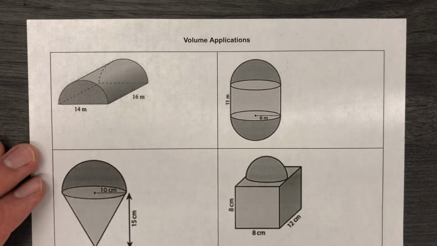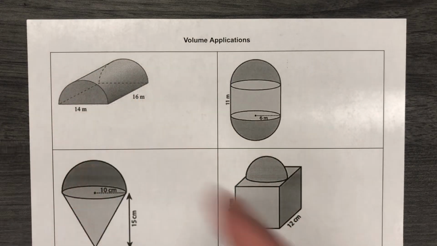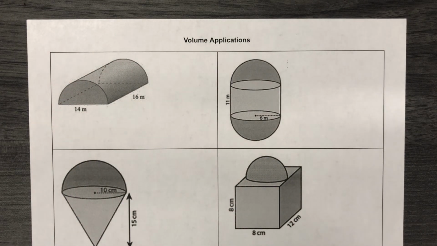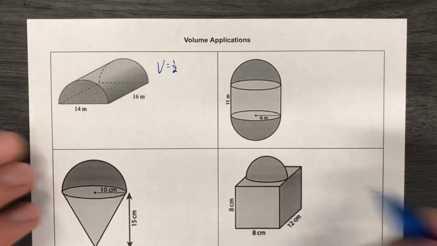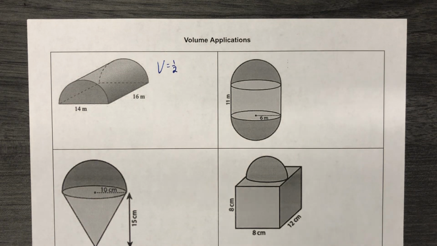Let's apply the volume formulas. Here we go. We have a half of a cylinder, and that half of a cylinder would be, well, half a cylinder. So the volume of this is going to be 1/2, whatever a cylinder would be, and you can pull out the formulas if you want to, or you can use a little bit of common sense.